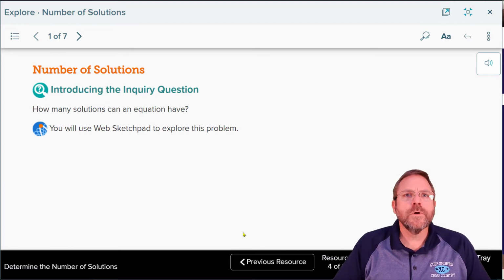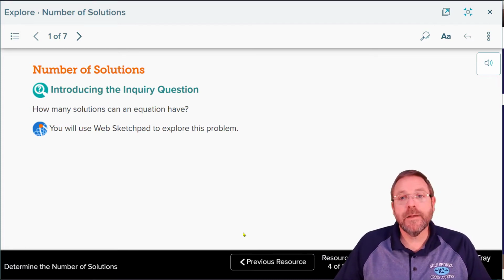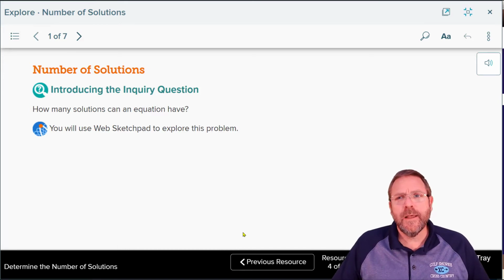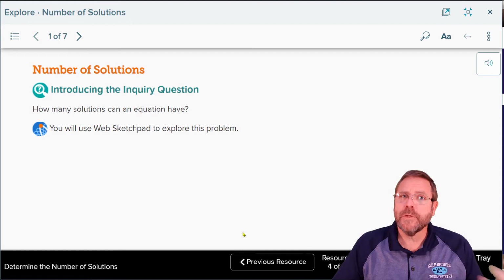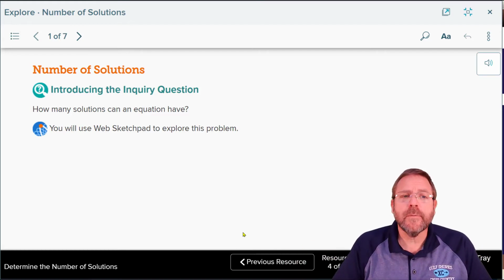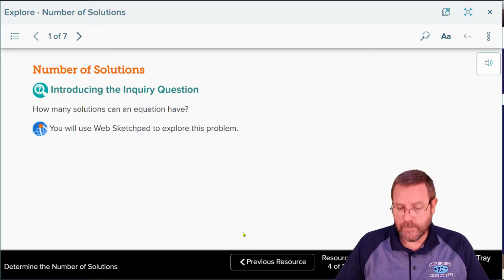The inquiry question for this lesson asks, how many solutions can an equation have? Now, historically, we've always thought one math problem gives you one answer. But you're going to find that there are some situations where you could have more than one answer in a problem.